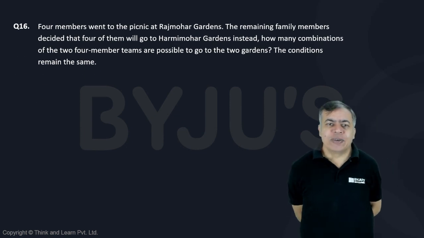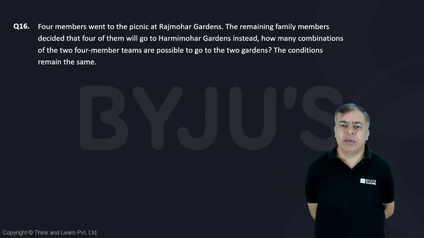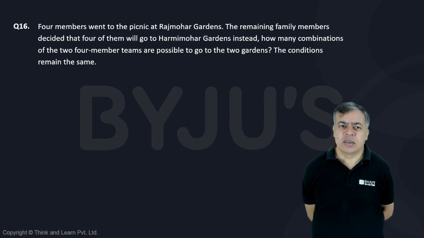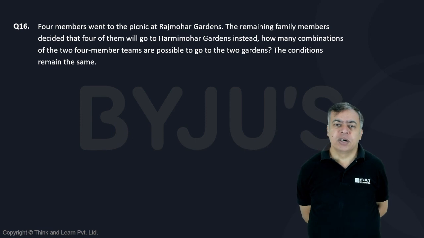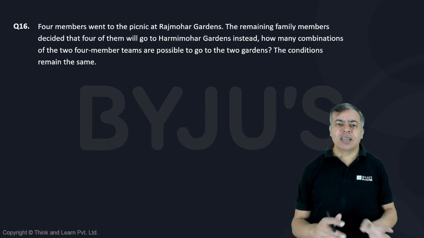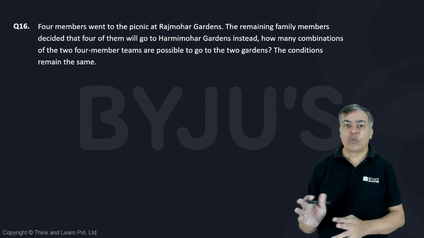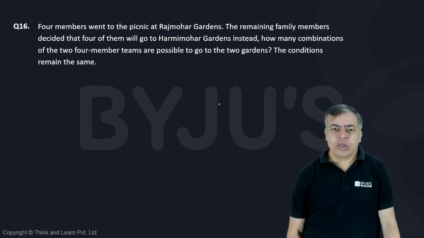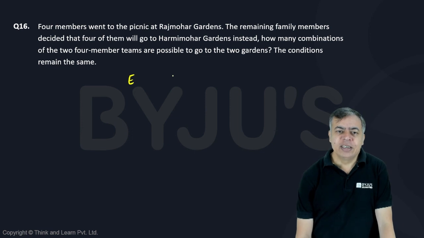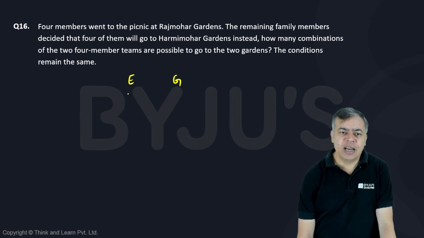Now, 4 members went to the picnic at Rajmahal Garden. The remaining family members decided that 4 of them will go to Harmi Mohar Garden. How many combinations of the 2 4-member teams are possible to go to the 2 gardens? The conditions remain the same. If the conditions are the same and he wants the 2 4-member teams. Now we know in the first case the head is E. Now here the head is G. I am just recalling that this was the case.